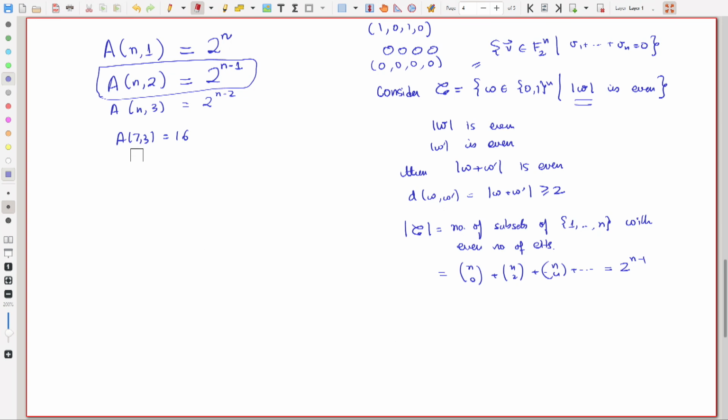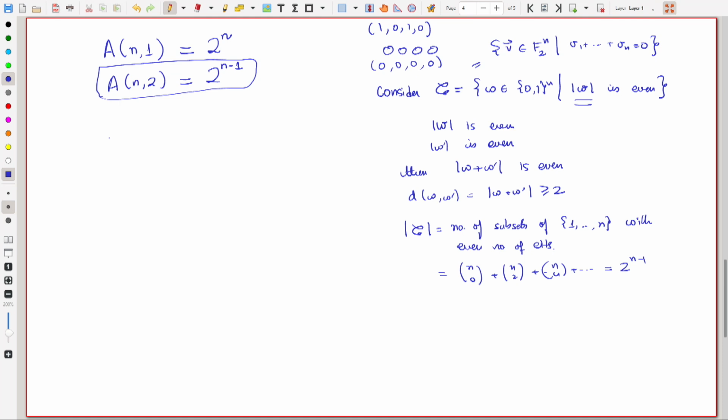Okay. So this is not true, A(n, 3) is not 2 to the power n minus 2. But then for even numbers, suppose if you take A(n, 2), ultimately 2 power n minus 1 will come, and A(n, 4) means 2 power n minus 3 will come, sir. But for the odd numbers only we have the problem. No. So A(n, 4) is the same as A(n minus 1, 3), I believe. So it is not so easy.